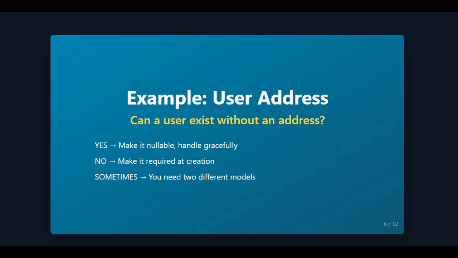Take user address as an example. Ask yourself, can a user exist without an address? If yes, then make it nullable and handle it gracefully. If no, make it required at creation. If sometimes, you probably need two different models.